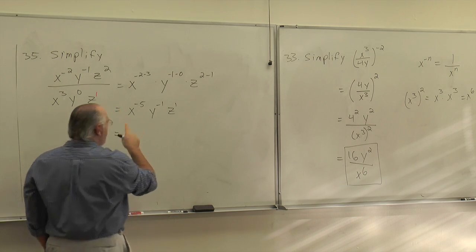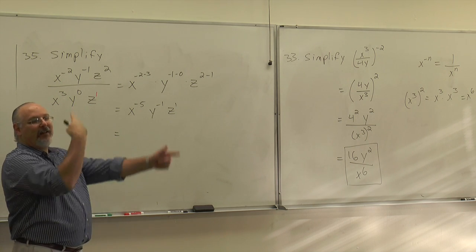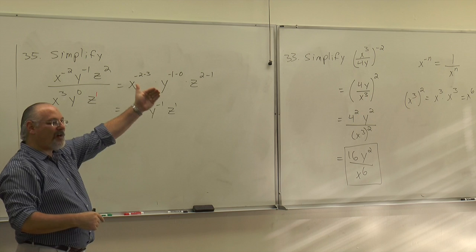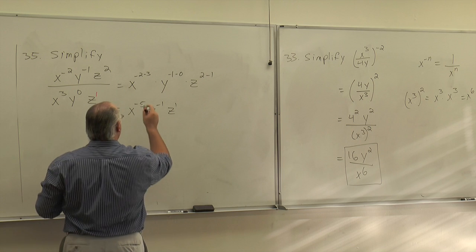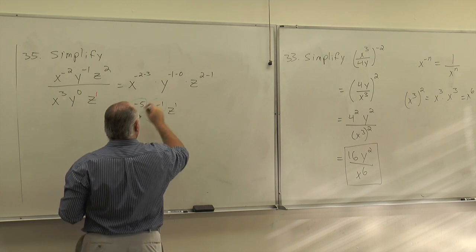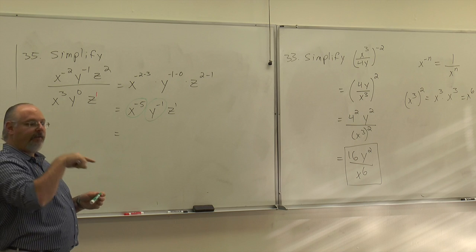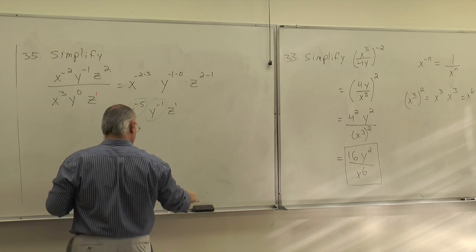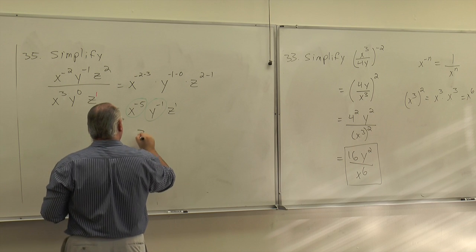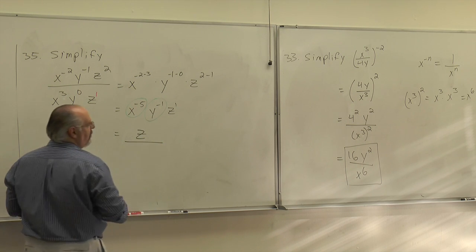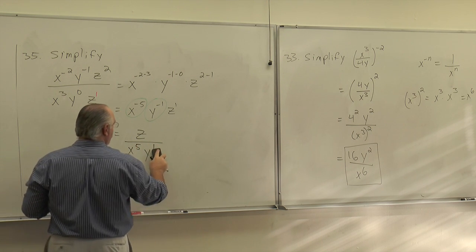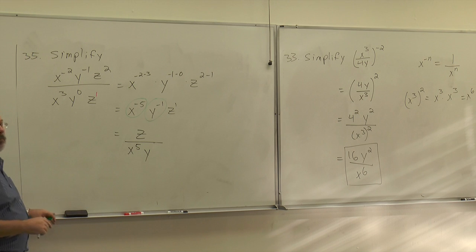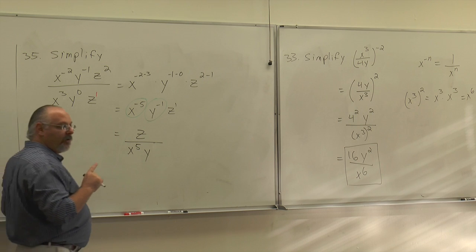Then, anything with a negative exponent gets flipped. So things in the numerator go to the denominator, things in the denominator go to the numerator. So since we have negative exponents in those 2 factors, they're going to flip. So the z stays where it is, z to the 1st or just z, and then the x to the 5th and the y to the 1st, or really just the y, go underneath. That's not the way I generally teach it.